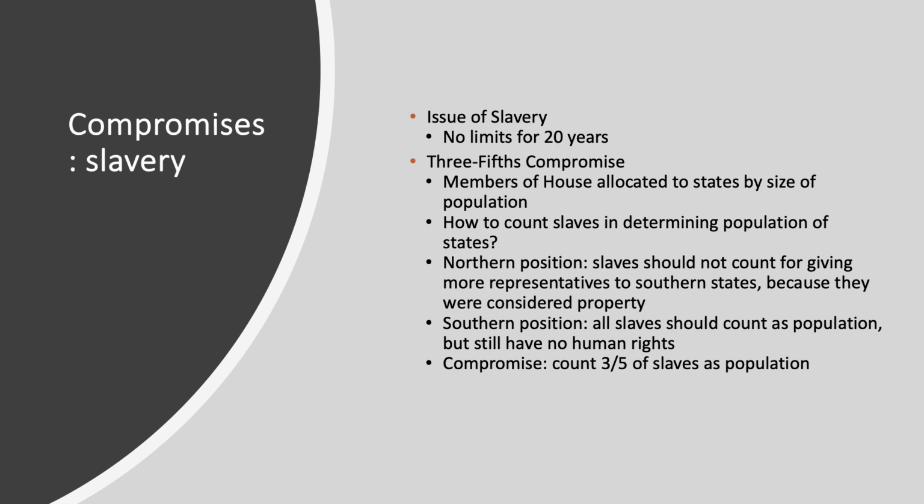So they reached a compromise. They said you can count 60% of the slave population toward the number of representatives you get. So that gave the South some credit for the population, the enslaved population, but not 100%. So that's called the 3/5 Compromise. Again, these are now things that are sources of great shame for the United States of America and its history. And these are things that some people wish we didn't talk about.